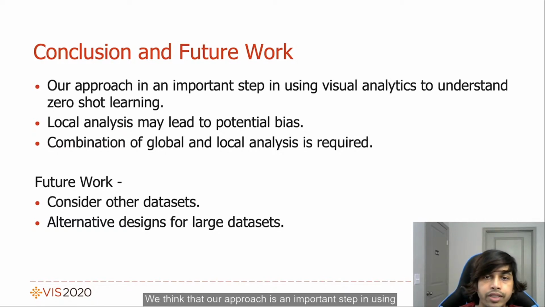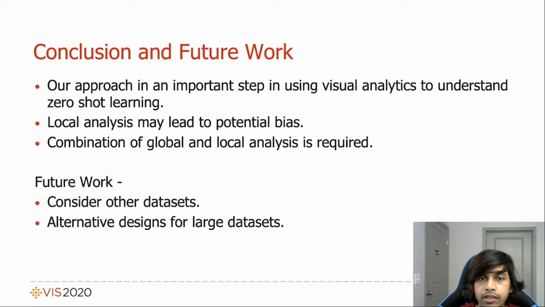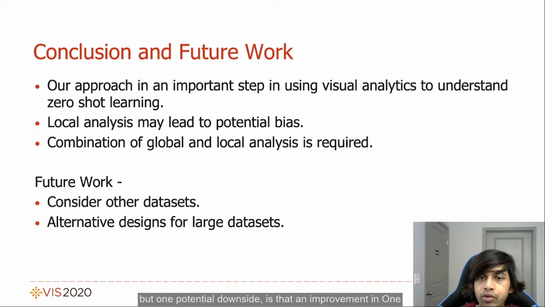We think that our approach is an important step in using visual analytics to help understand zero-shot learning. In general, we find that localized analysis applies quite well to unseen categories, and in most cases the results are quite encouraging. But one potential downside is that an improvement in one category might result in a decrease in accuracy for another category, leading to potential bias. Global analysis of unseen categories can help counter such bias, thus a mixture of these two analyses is most likely to be useful in practice.